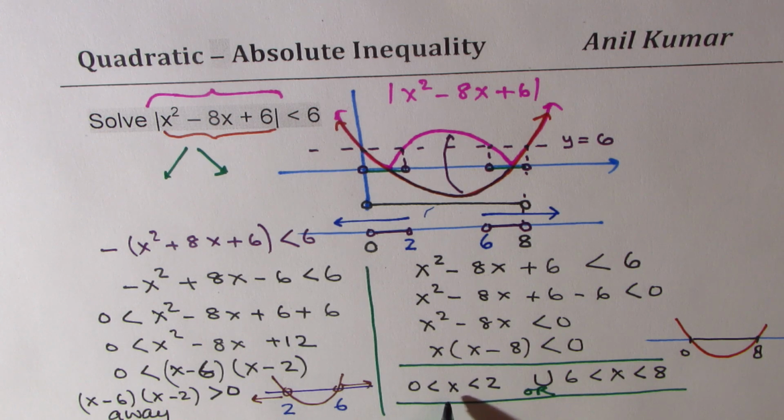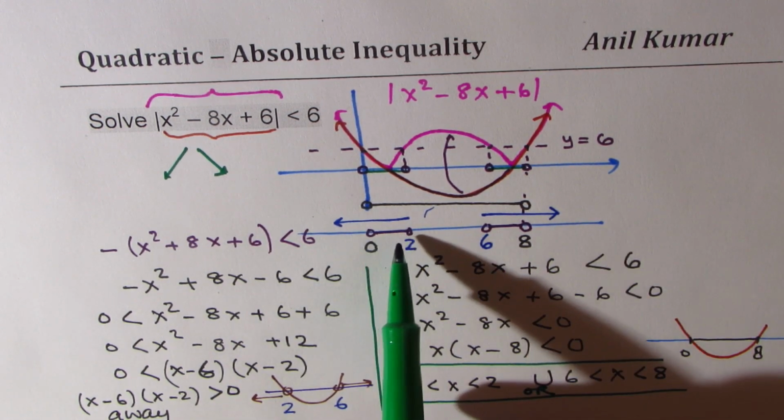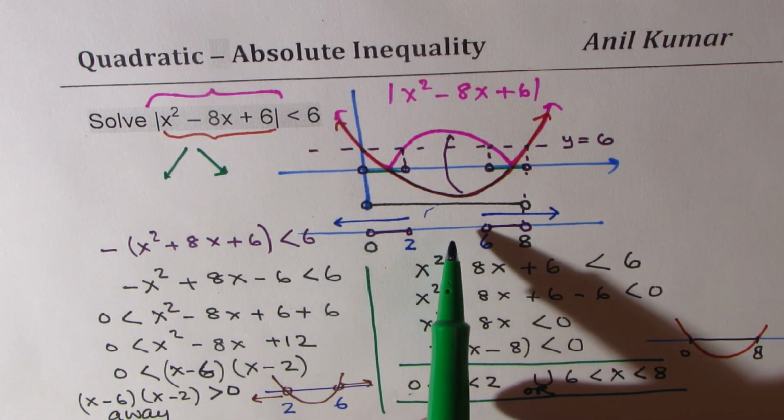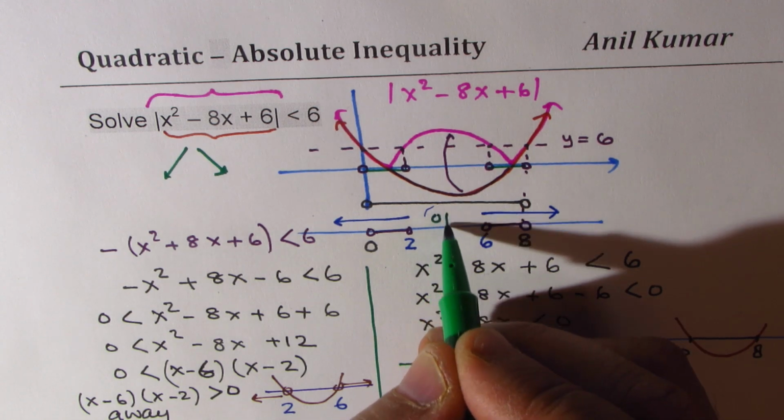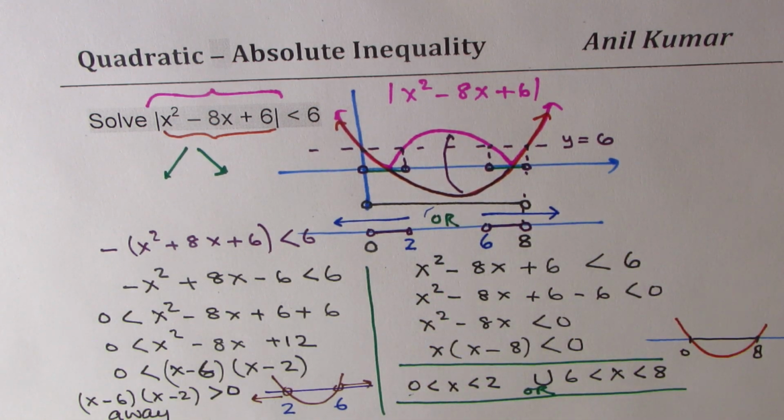So x is between 0 and 2, or x is between 6 and 8. Do you get the point, right? So if you have to use and, for a continuous portion we use and, for a split we use or. So the split should be written as or. So if you want to use and or, you could use and for 0 to 2 or and for 6 to 8. Does that make sense to you? So I hope we're kind of clear on this part.